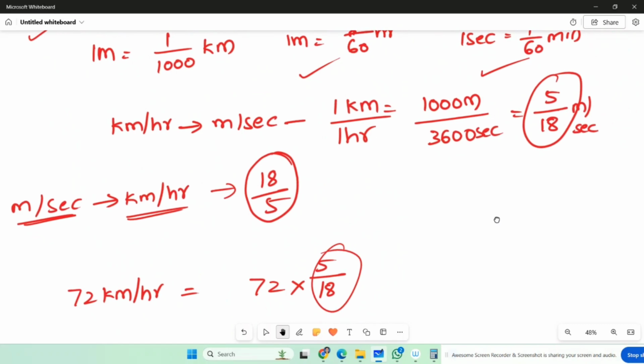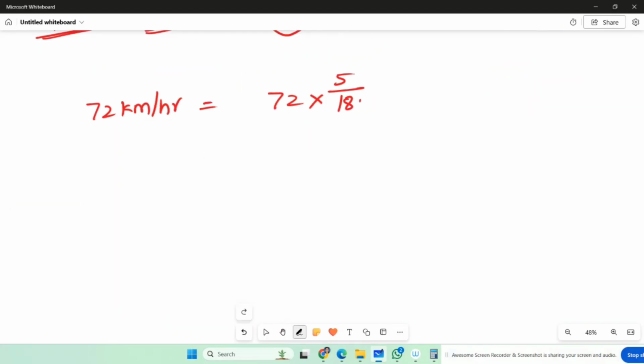By dividing 1 kilometer by 1 hour, which is nothing but 1000 meters by 3600 seconds, because 1 hour equals 3600 seconds. If we convert into lowest form, we are getting 5 by 18 meter per second. So let's simplify this. 18 ones 18, 18 fours 72, 4 times 5 is 20. So 20 meter per second. 72 kilometers per hour if we convert into meter per second is 20 meters per second.